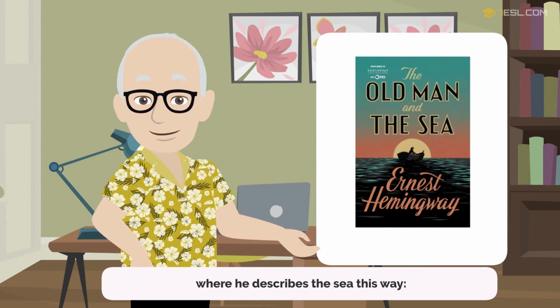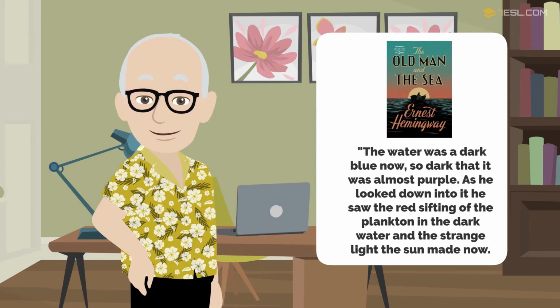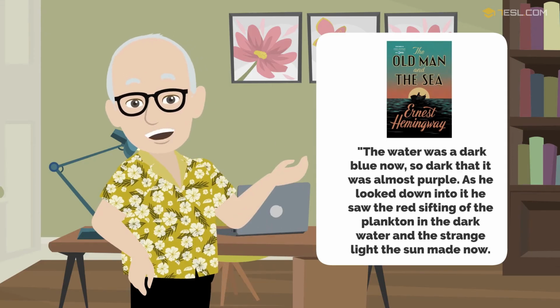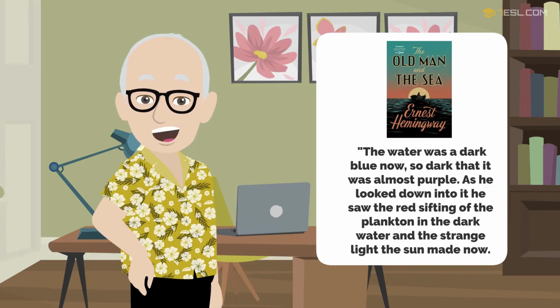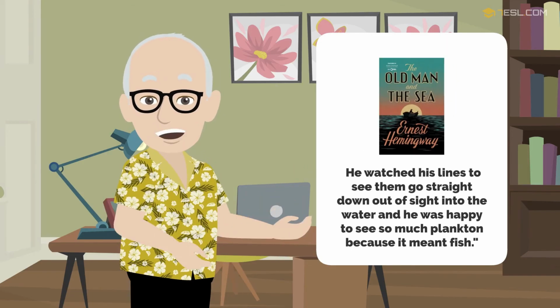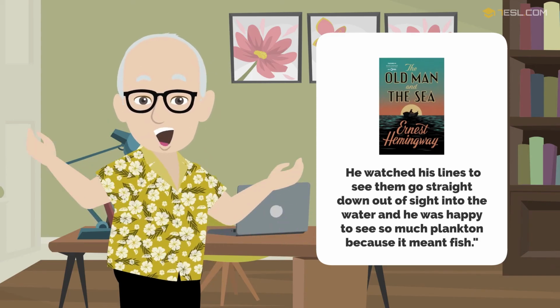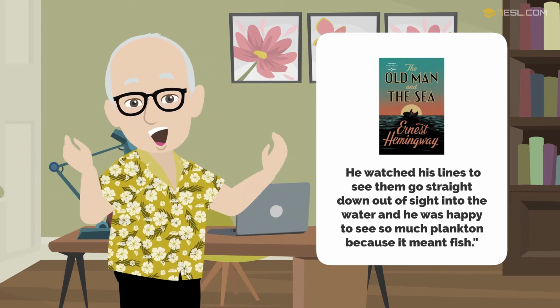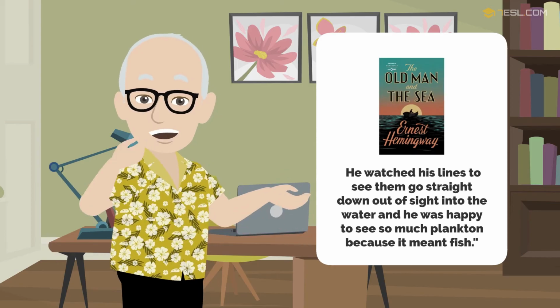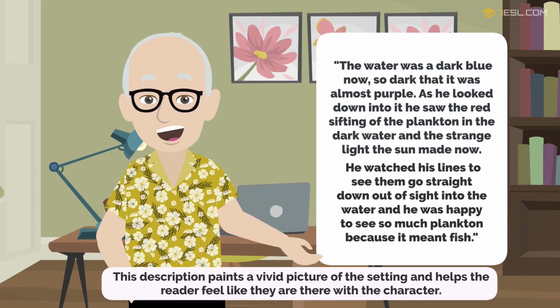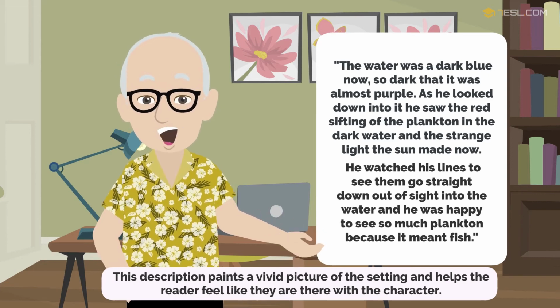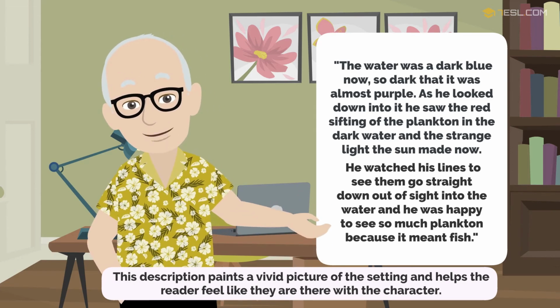The water was a dark blue now, so dark that it was almost purple. As he looked down into it, he saw the red sifting of the plankton in the dark water and the strange light the sun made now. He watched his lines to see them go straight down out of sight into the water, and he was happy to see so much plankton because it meant fish. This description paints a vivid picture of the setting and helps the reader feel like they are there with the character.